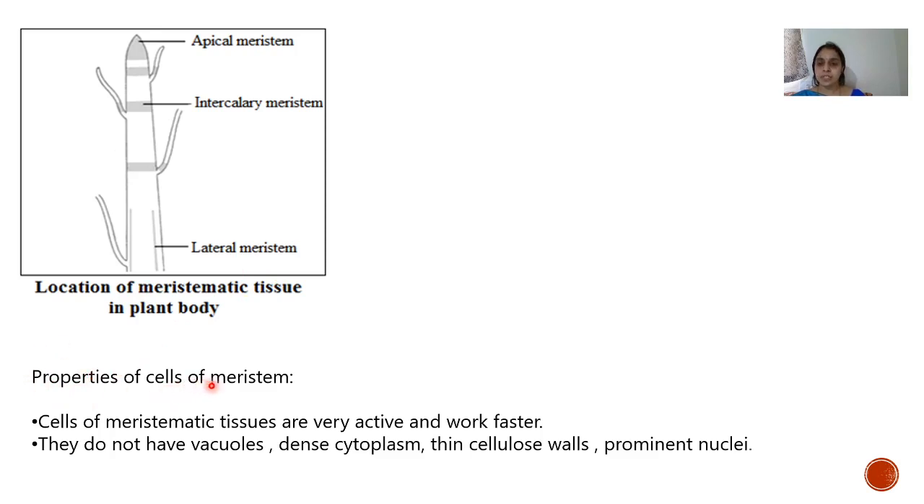Coming to the properties of the cells of meristem. The cells of meristematic tissues are very active and work very fast. They do not have vacuoles. They have dense cytoplasm, a thin cellulose cell wall, and prominent nuclei.